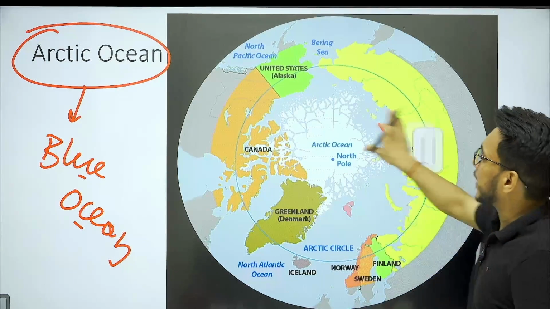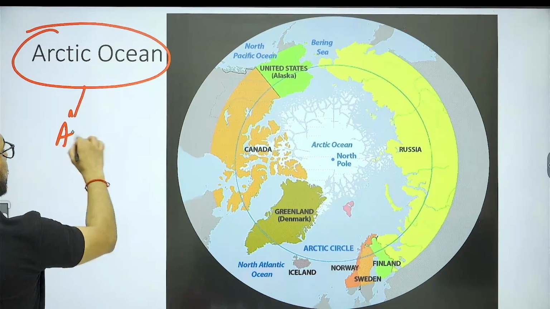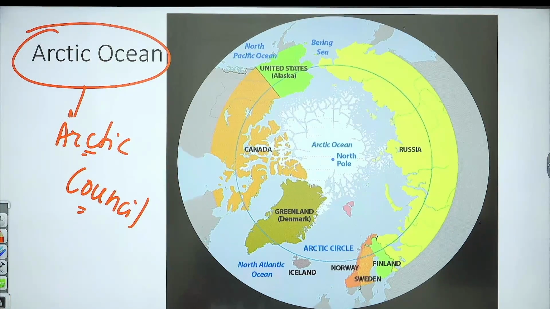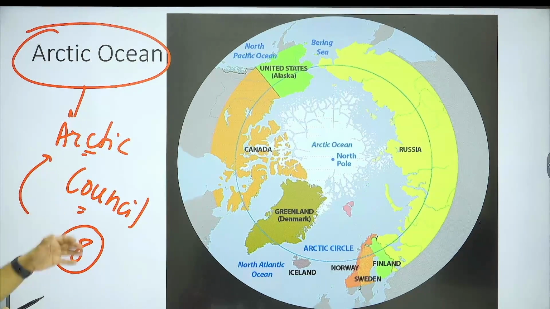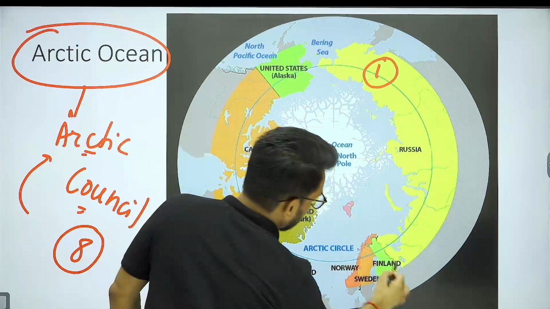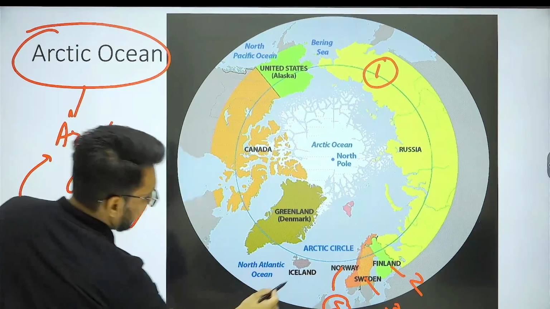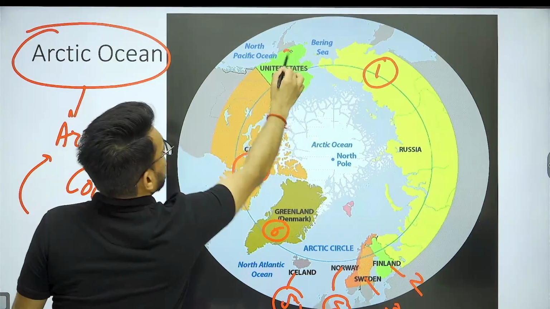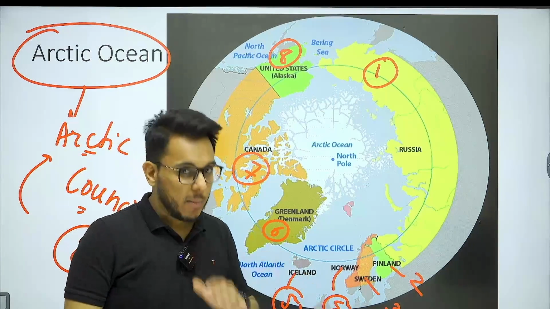Now, when we talk about the Arctic, we have the Arctic Council, which is responsible for cooperation and development and the issues related to the Arctic region. There are 8 countries which are permanent members. Which 8 countries? Russia, Finland, Sweden, Norway, Iceland, Denmark (Greenland), Canada, and the US. India is an observer member in the Arctic Council, not a full permanent member.